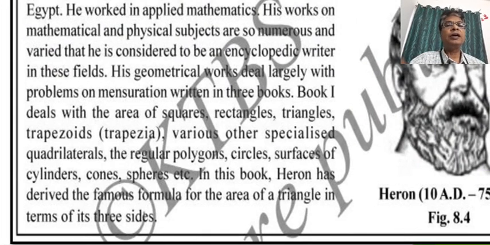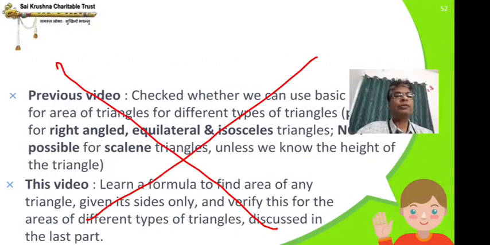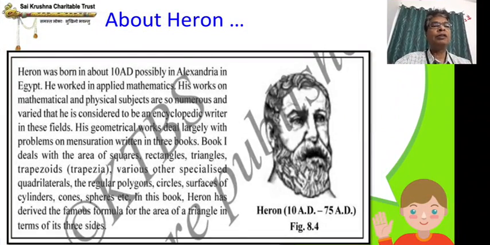His geometrical works deal largely with problems on mensuration, written in 3 books. Mensuration means the calculation of area, volume, surface area, like that. Book 1 deals with the area of squares, rectangles, triangles, trapezoids, various other specialized quadrilaterals, the regular polygons, circles, surfaces of cylinders, cones, spheres, etc. In this book, Heron has derived the famous formula for the area of a triangle in terms of its 3 sides. So you can also go through this, just general information about Heron, the mathematician who has given the formula to the world.